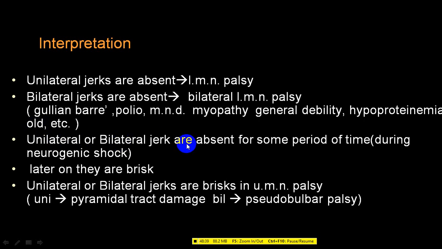Unilateral or bilateral jerks are absent for some period of time during an acute neurogenic insult, and later on, because of increased tone in the muscle, they will be brisk. Unilateral or bilateral jerks are brisk in upper motor neuron lesions, particularly bilateral in pseudobulbar palsy, and unilateral in hemiplegia.